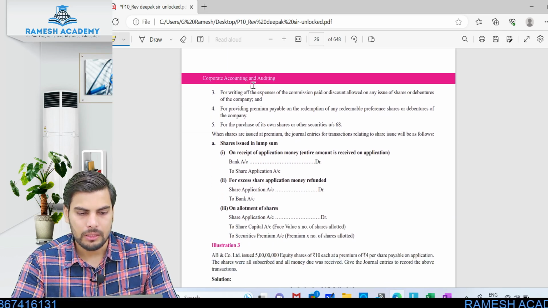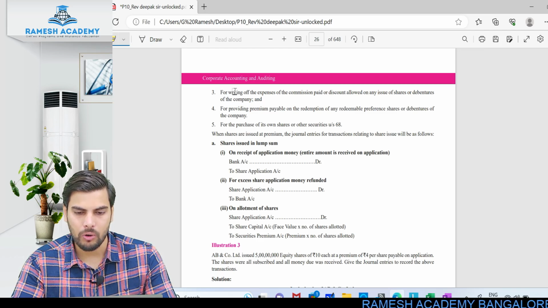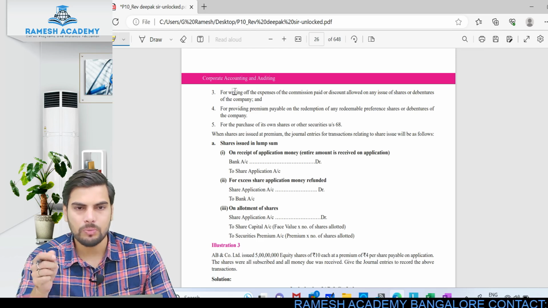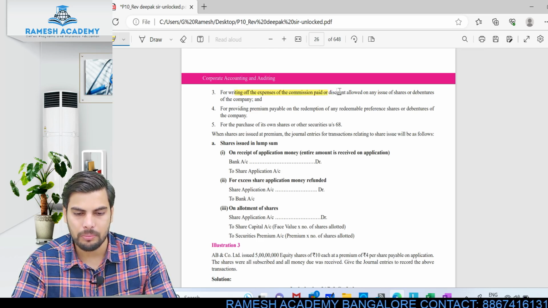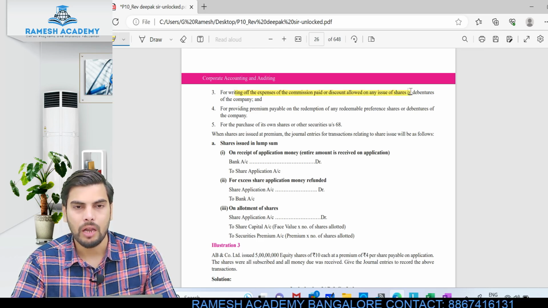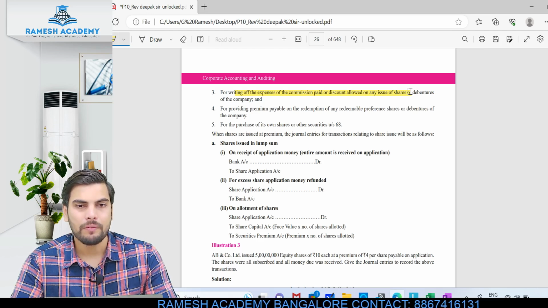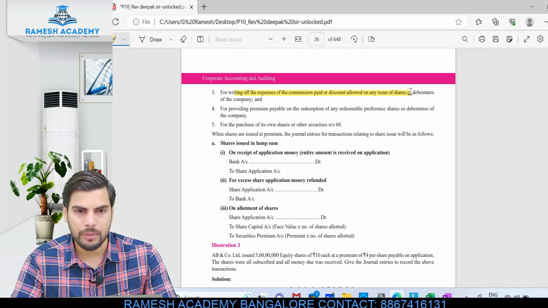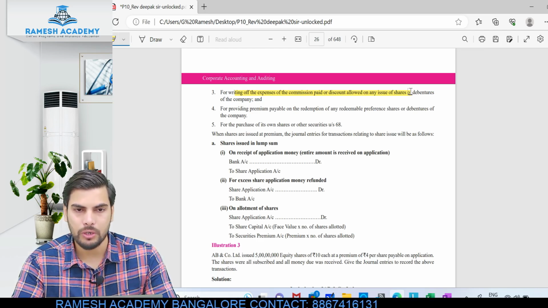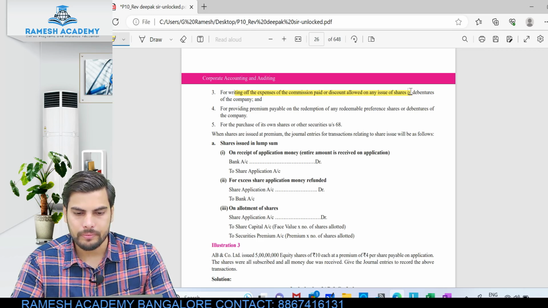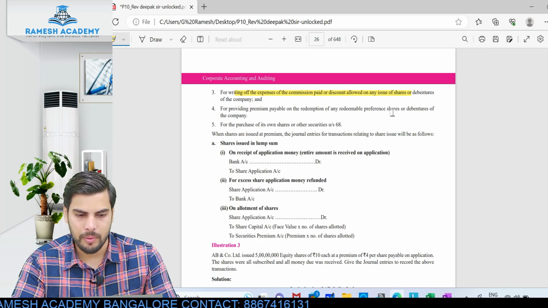Then the third purpose for which it can be used is for writing off the expenses of the commission paid or discount allowed on any issue of shares or debentures of the company. This particular securities premium can be used in order to write off the expense of commission paid or discount allowed. At the time of issue of shares, if the company is paying some commission, these kinds of commissions will be written off. In order to write off this commission or the discount, the securities premium can be used.